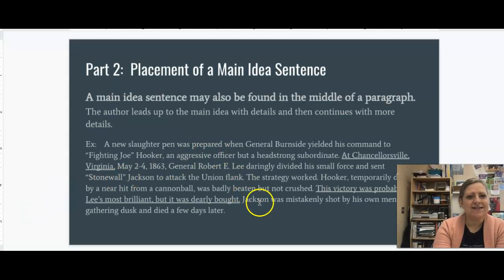The main idea sentence can also be found, honestly, in the middle of a paragraph. They might lead up to the main idea with details and then continue with more details. So don't be afraid to combine a couple of sentences that you see perhaps in the middle of a paragraph. This is also a paragraph about the Civil War. General Burnside at Chancellorsville, Virginia, and the victory was probably Lee's most brilliant, but it was dearly bought, so they lost a lot of people. But if you want to read that paragraph, go ahead.